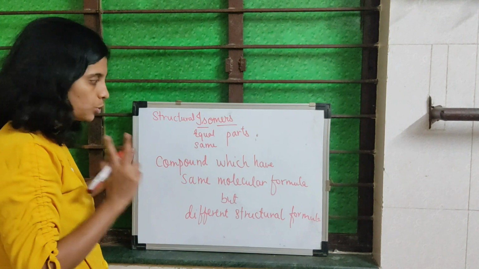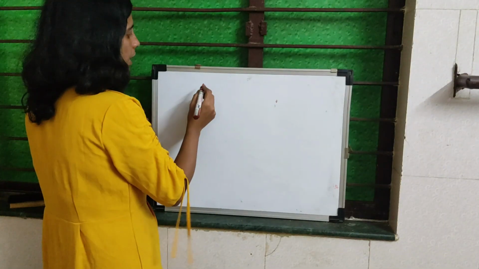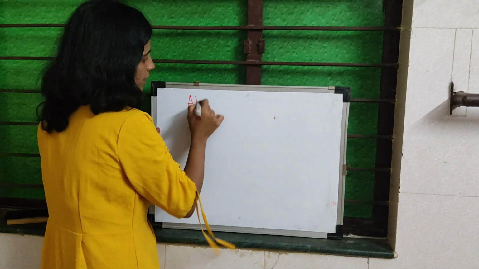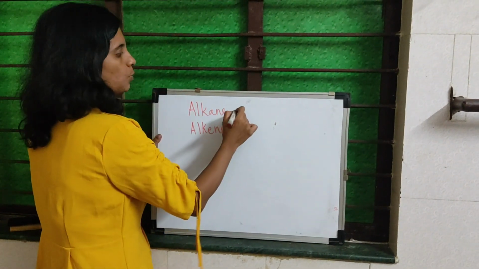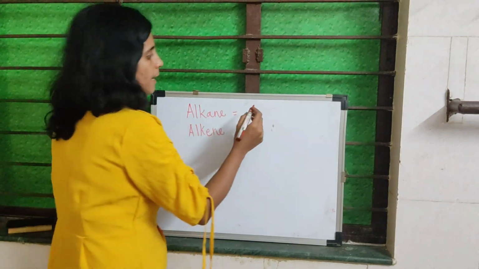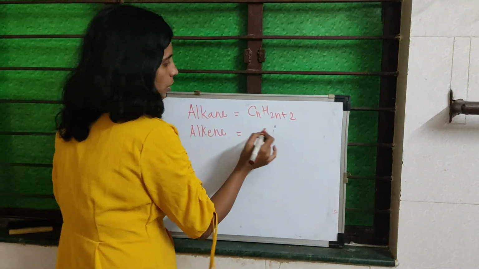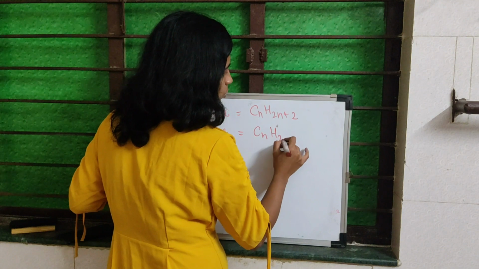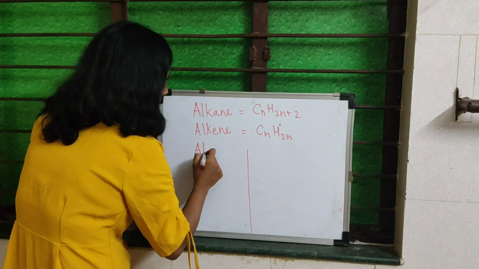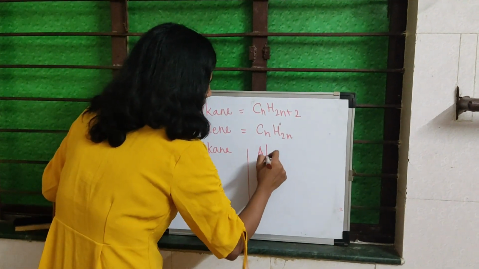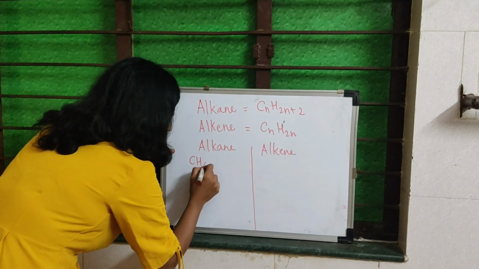Now we have studied two types of hydrocarbons. One is the alkanes, the other one is the alkenes. Now we know the general formula for alkane, that is CnH2n+2, and that of alkene is CnH2n. Now let us write the names of alkanes and alkenes. The first alkane is CH4.